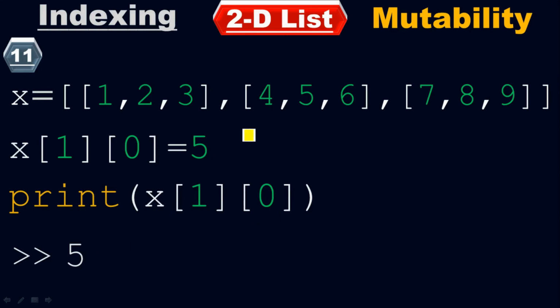Look, this is the first way of the process. With the help of the second way, you can skip this print function. You can simply put x of 1 of 0 in a separate cell. You will get exactly the same 5 output. Just simply type x of 1 of 0 in a separate cell in the Colab or Jupyter. Run it, you will get exactly the same 5.